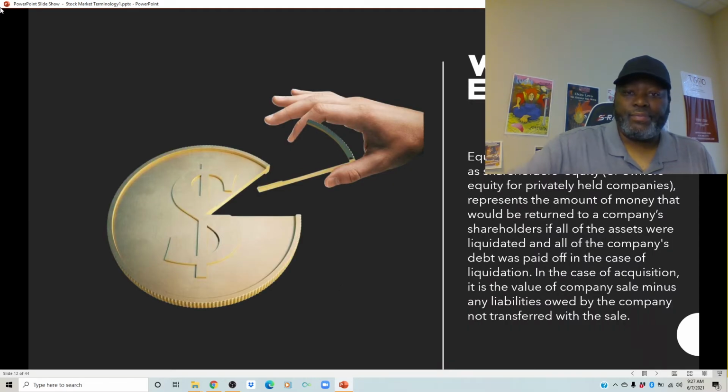What is equity? Equity, typically referred to as shareholders' equity or owners' equity for privately held companies, represents the amount of money that will be returned to a company's shareholders if all of the assets were liquidated and all of the company's debt was paid off in the case of liquidation. In the case of acquisition, it is the value of the company sale minus any liabilities owed by the company not transferred with the sale.